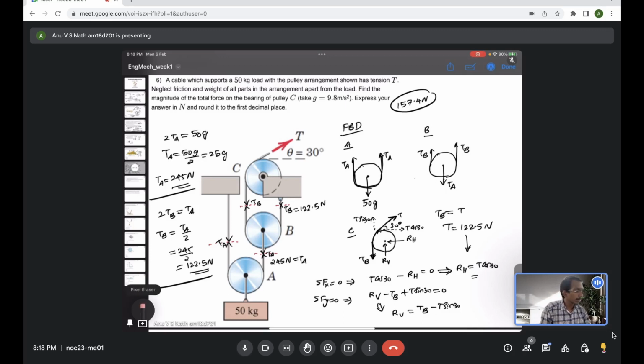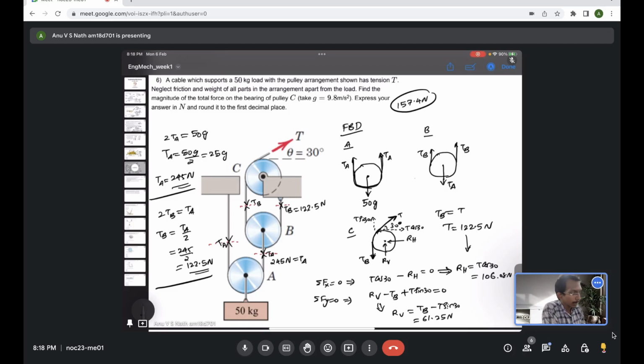So it is 106.08 Newton, and Rv is Tb minus T sin 30, which is 61.25 Newton.